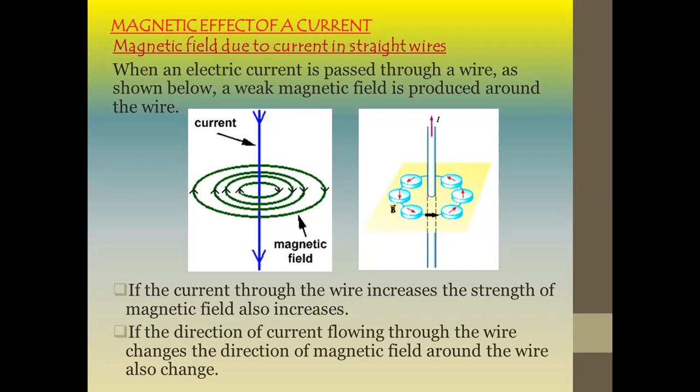The first diagram shows the direction of the current is downward, and the direction of the field is opposite to that in diagram number 2, in which the direction of the current is upward. So the direction of the field is opposite to that one.